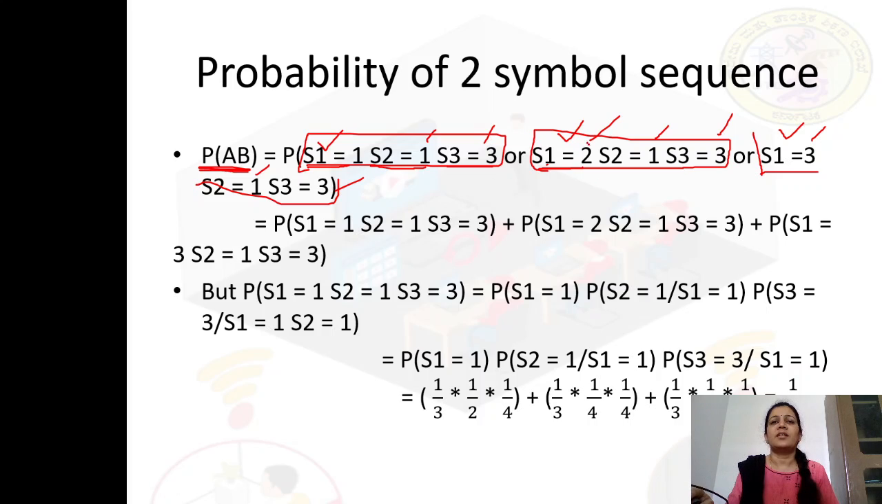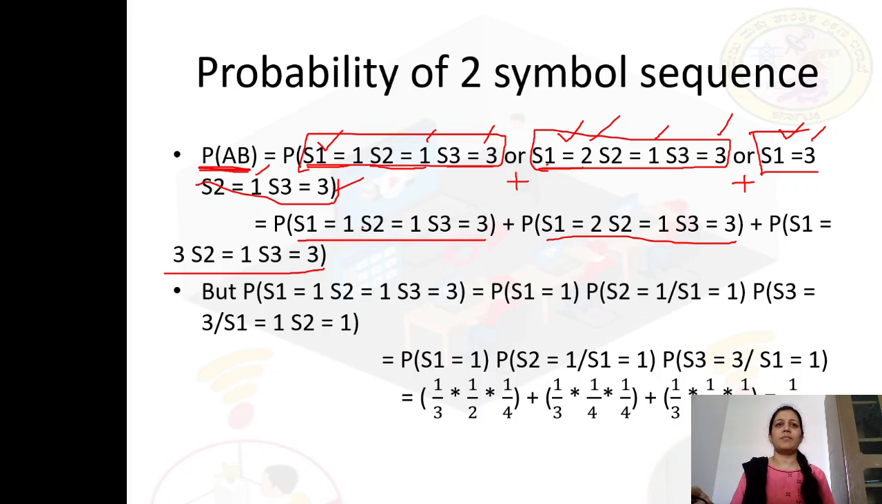So we are considering all the three possibilities of getting the sequence. So I am just rewriting this expression by replacing OR with plus, because I am interested in knowing the overall probability of getting the sequence AB. So I will rewrite the first part as it is, state 1, 1, 3, plus state 2, 1, 3, plus state 3, 1, 3. Right? We are rewriting the same expression here.